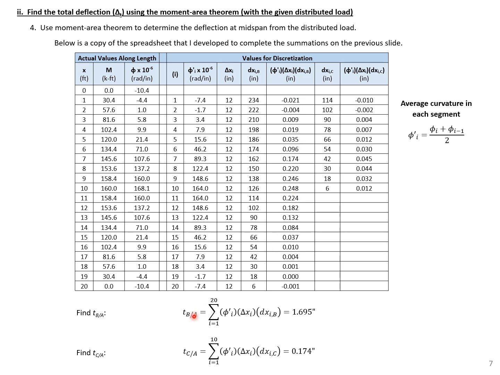For our t sub B over A, we need to sum up all the values from these different segments between points A and B, which is the entire length of the beam. For our t sub C over A, we need to just sum the segments between point A and C, which in this case is only half the beam. So you can see here our t sub B over A is going to be 1.695 inches, and our t sub C over A is going to be 0.174 inches.